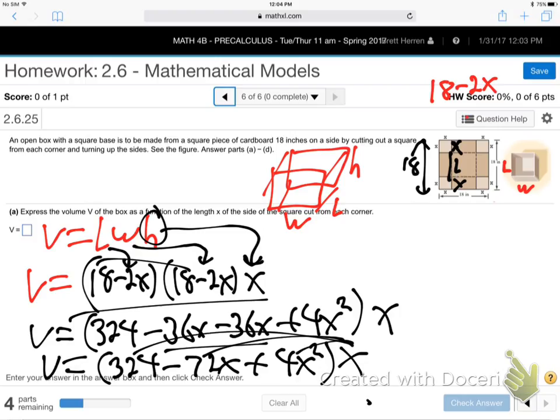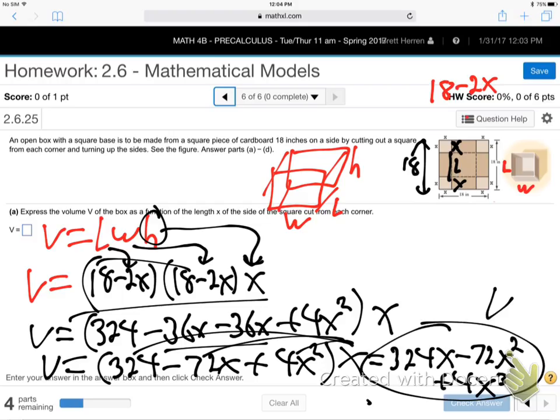Boom, boom, boom. Distribute. And you get 324x minus 72x squared plus 4x cubed. There's the volume formula. Everybody good with what I did there? I just FOILed out the 18 minus 2x, 18 minus 2x, left the x sitting on the right, got my answer, distributed the x. So there's our volume formula. Now the rest is the same. Just type that into your calculator, graph it, find the maximum, then you'll find the box of maximum volume.